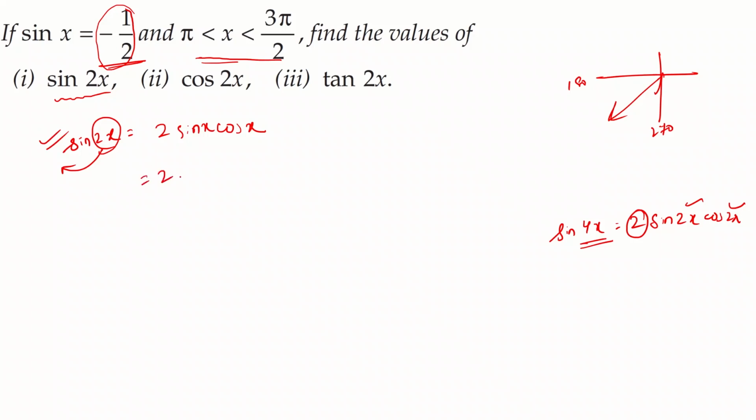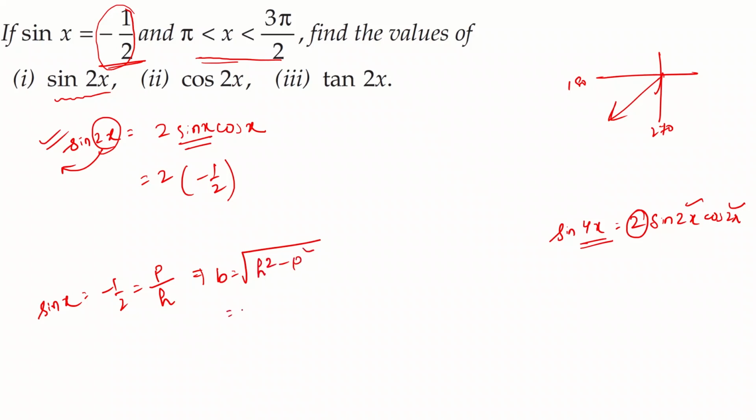Alright, so now sine x is already known to us, that is minus half, and cos x is not known to us as of now, but we'll have to find it out. So sine x is given to be minus half, and this is perpendicular by hypotenuse, and this gives us our base to be root over h square minus p square, is equal to root over 2 square, which is 4, minus 1 square, which is 1, that is root 3. So we get our cos x to be base by hypotenuse. Base is root 3 and hypotenuse is 2.